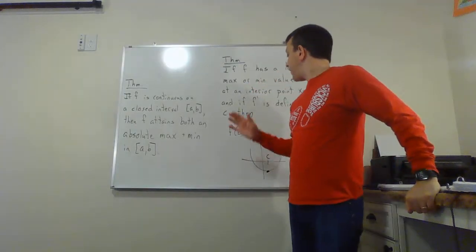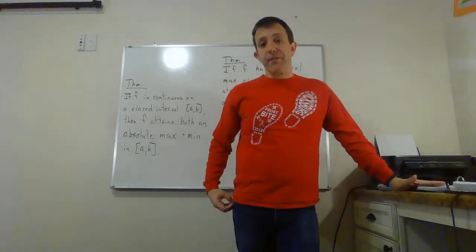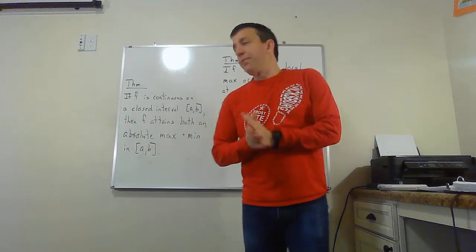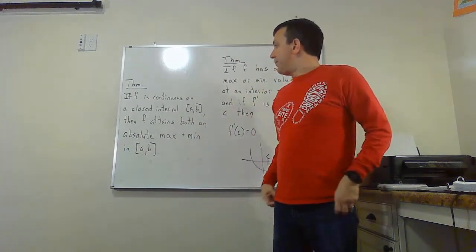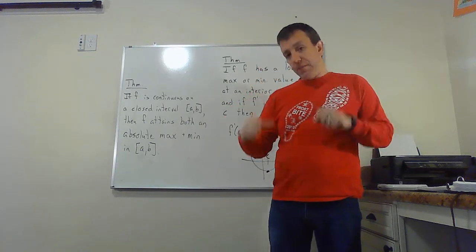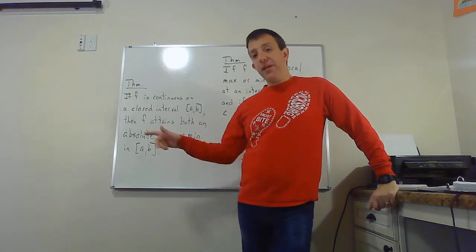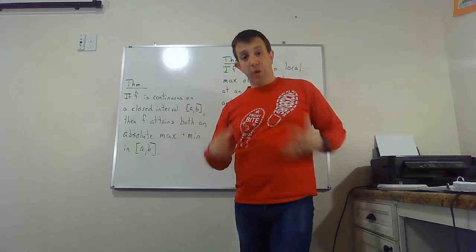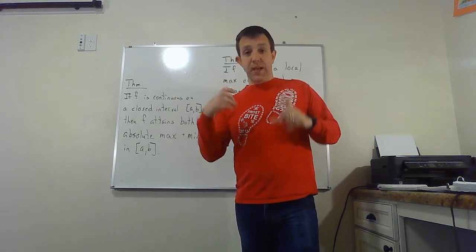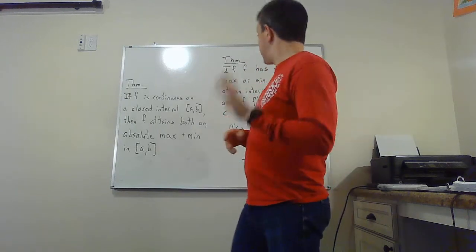All right, so I have a couple of theorems to go through here, and then we'll actually start practicing finding these. It's kind of straightforward. Anyway, let's get into it. I have a theorem. If f is continuous on a closed interval [a, b], so we have a piece of our number line, then f attains both an absolute max and min in [a, b]. So our goal is going to be to find those biggest and smallest values in that interval.